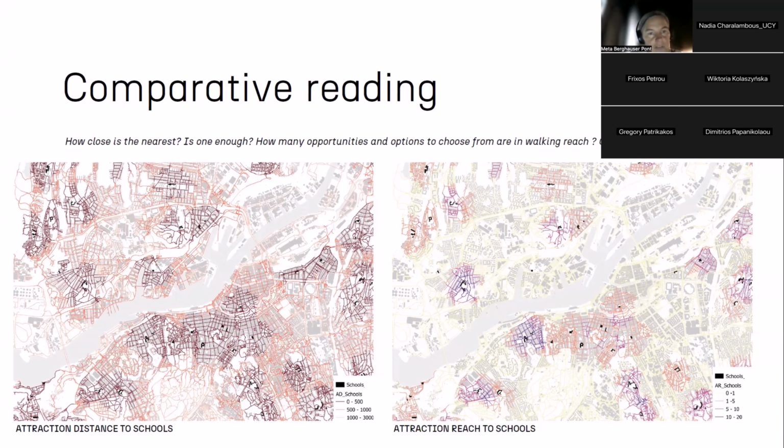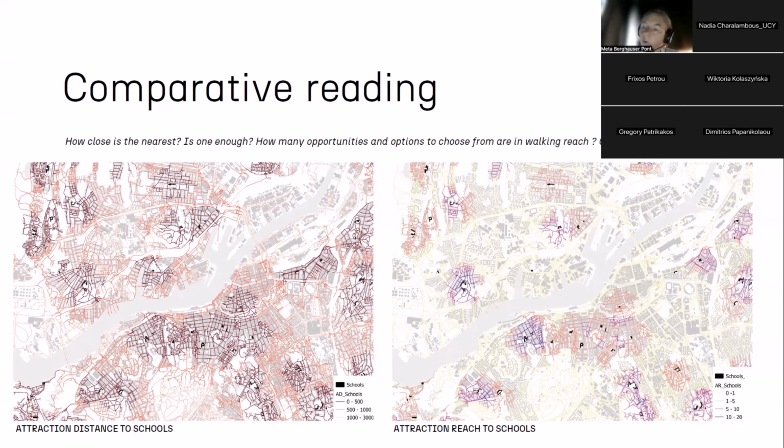The attraction distance to schools says how far is the nearest school? So do I have a school within 500 meters so that my kid can walk by him or herself to school? Or is it further away? And then the probability is that it will be either by bike or by car or public transport. So that's the map on the one hand. The other map shows you the attraction reach to schools.